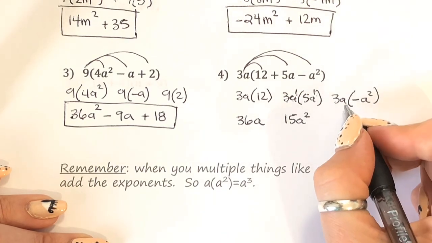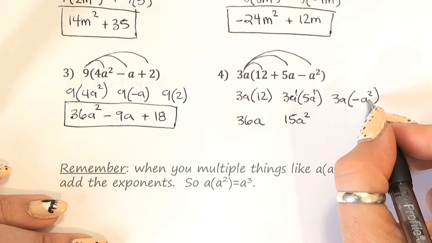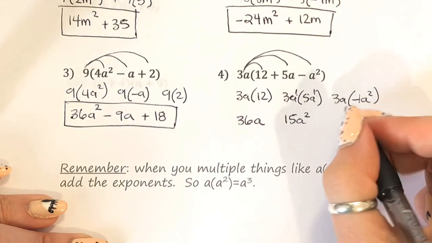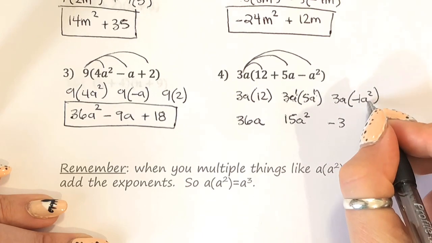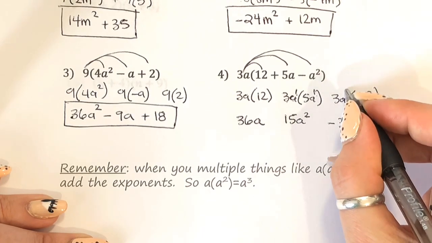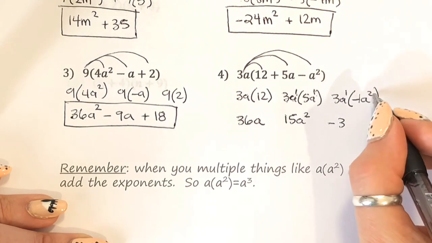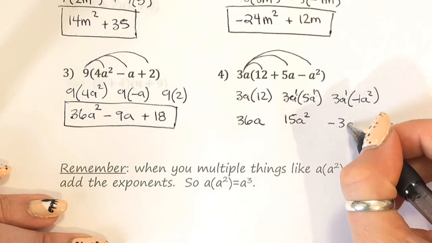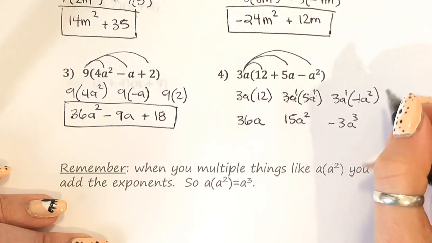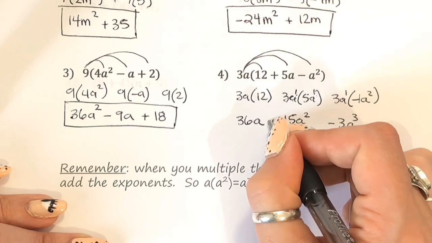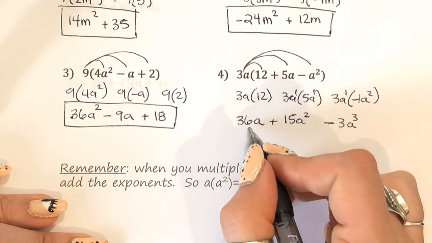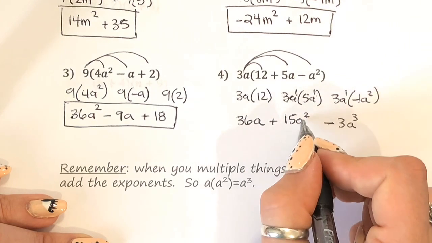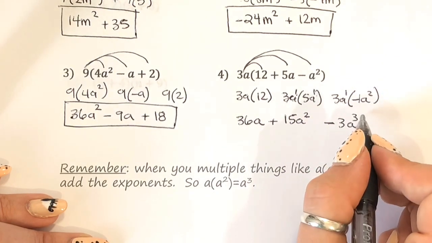And then this last term, this is like a negative 1. So 3 times negative 1 is just negative 3. But then a times a squared, this is like a power of 1, so I'm going to get 1 plus 2 is 3. So we get a to the power of 3. This one was positive, so we'll put a plus there. And then this one was minus. So our polynomial answer is 3a plus 15a squared minus 3a cubed.